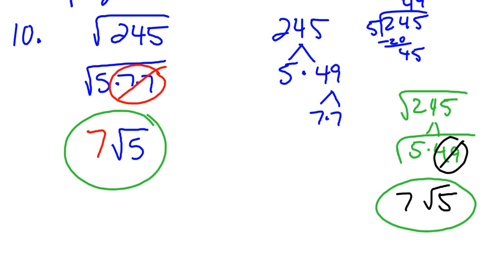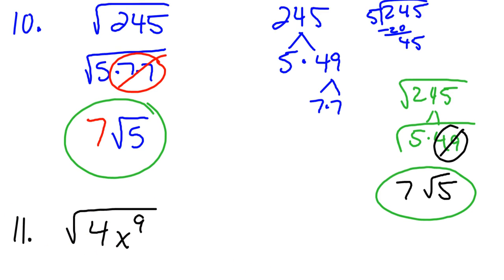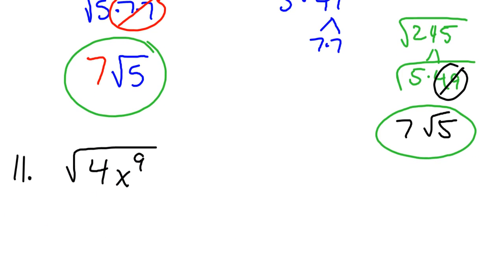Okay, 11. Same directions. Still simplify. 4x to the 9th. And this is one of those that if you look at it, square root of 4 is a perfect square root, so this is where we kind of break it up in 2 parts. Because the square root of 4 is 2.